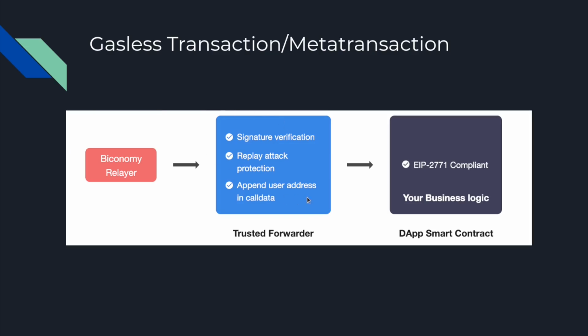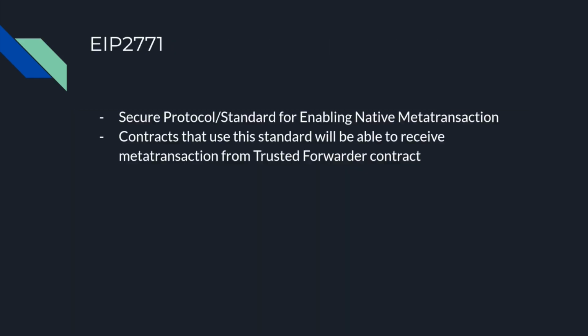Then the transaction will be executed through this trusted forwarder, which will do all this stuff and then forward the transaction to our smart contract, which must be EIP 2771 compliant. In short, EIP 2771 is a secure Ethereum standard to do native meta transactions. A smart contract that inherits this basically will be able to receive meta transactions from a trusted forwarder that I showed before.